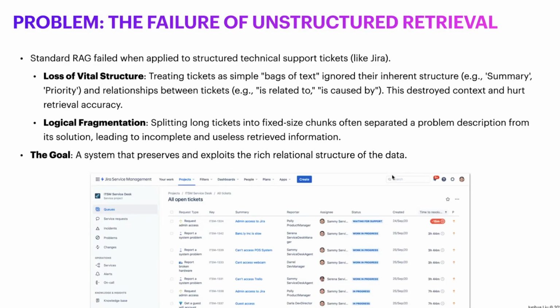And also, there's logical fragmentation. Splitting long tickets into fixed-size chunks often separates a problem description from its solution, which leads to incomplete and useless retrieval information. So essentially, overall, LinkedIn wants to build a system that can preserve and exploit the rich relationship structure of the data beyond the semantics of the data. That means the literal meanings of all these text fields. That is what LinkedIn wants to achieve.